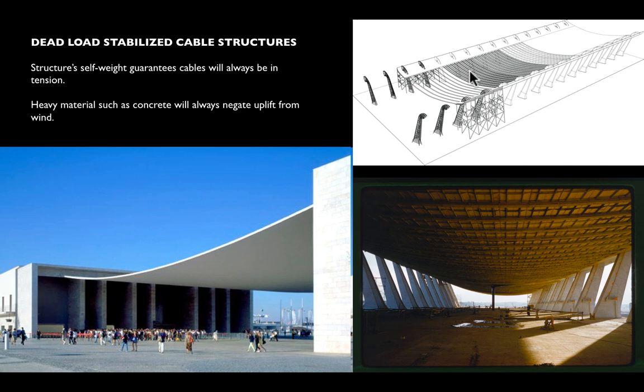And also famously Dulles Airport. And here again you see the catenary curve. You see the hangers that the cables are strung from, and then here in this kind of construction sequence, you see at the end they're pouring a relatively heavy concrete roof that guarantees that there will never be any uplift.